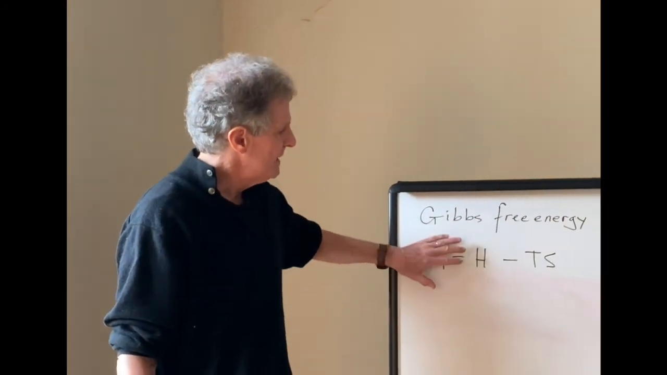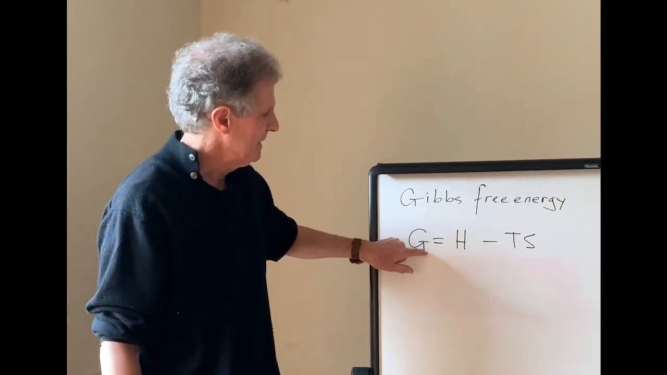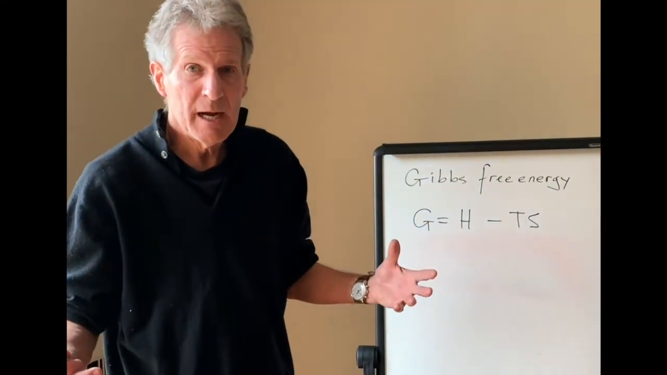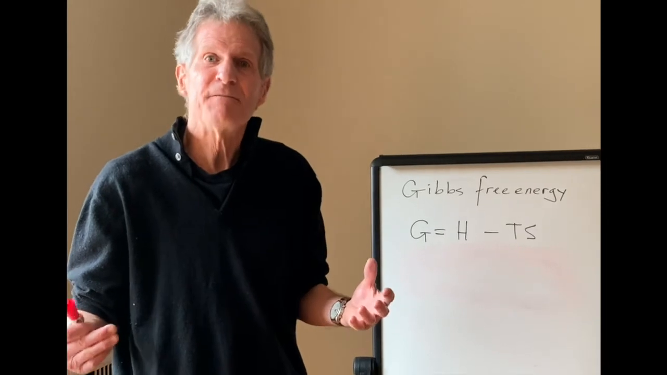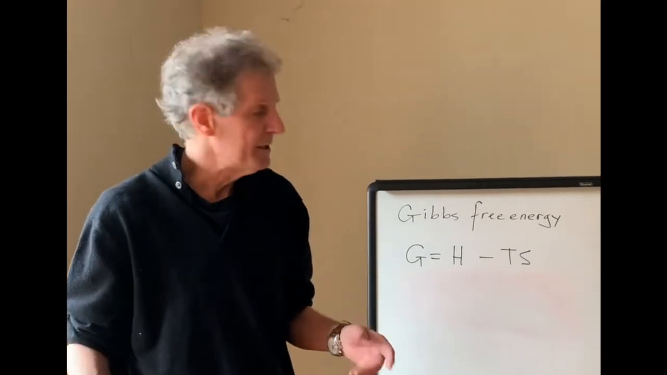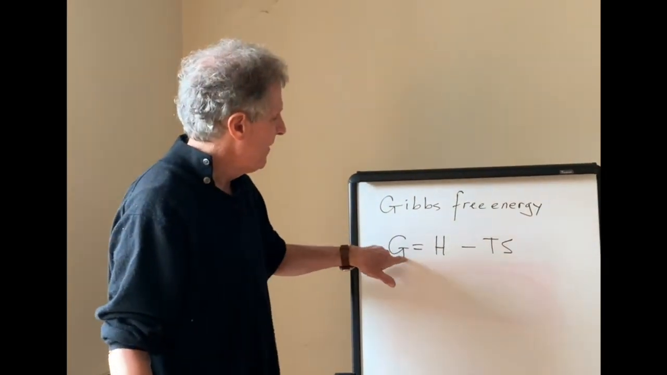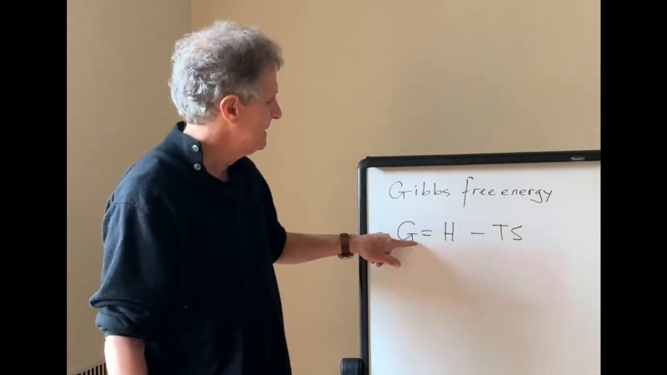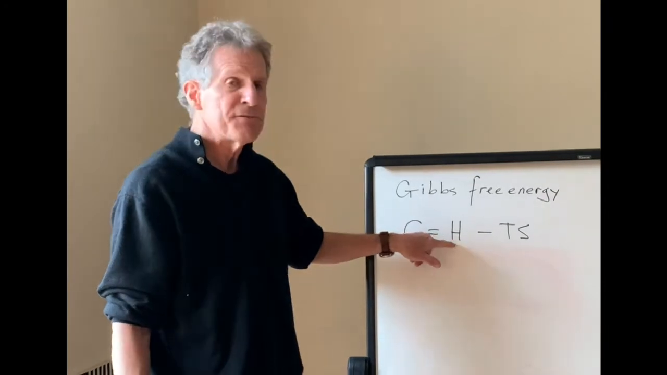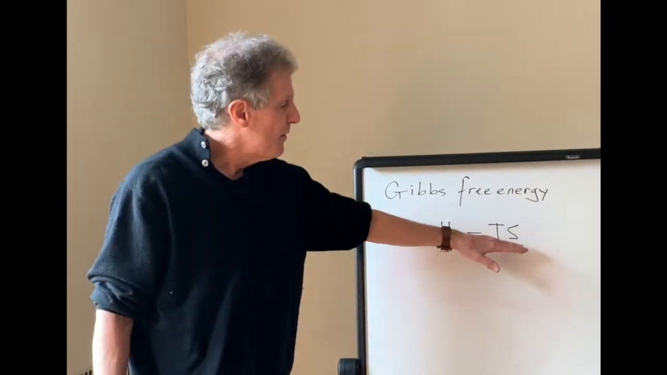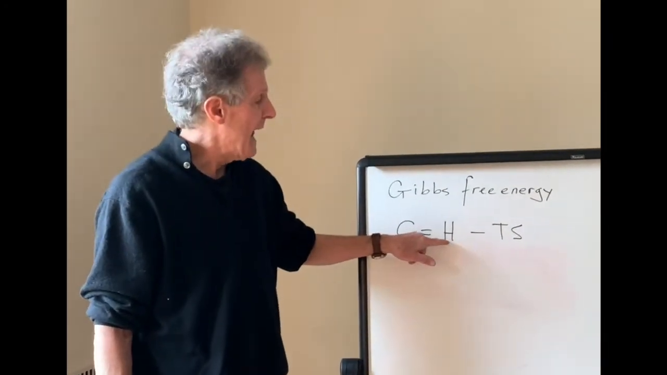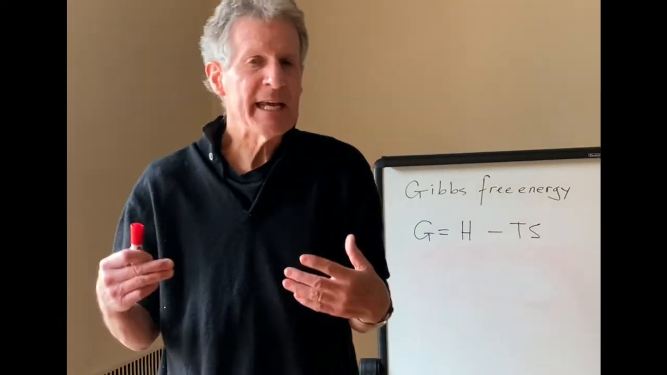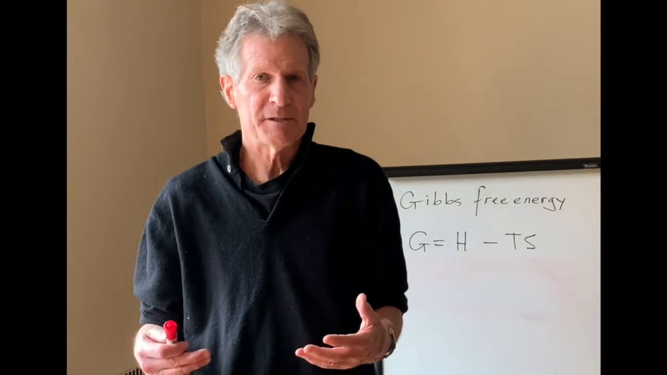He defined, I don't think he named it after himself actually, but we call it Gibbs free energy. G is a new, invented thermodynamic quantity. And he said that function of state, as it's called in thermodynamics, is defined by three other functions of state. Enthalpy, I like to think of enthalpy as the heat content of a chemical substance.